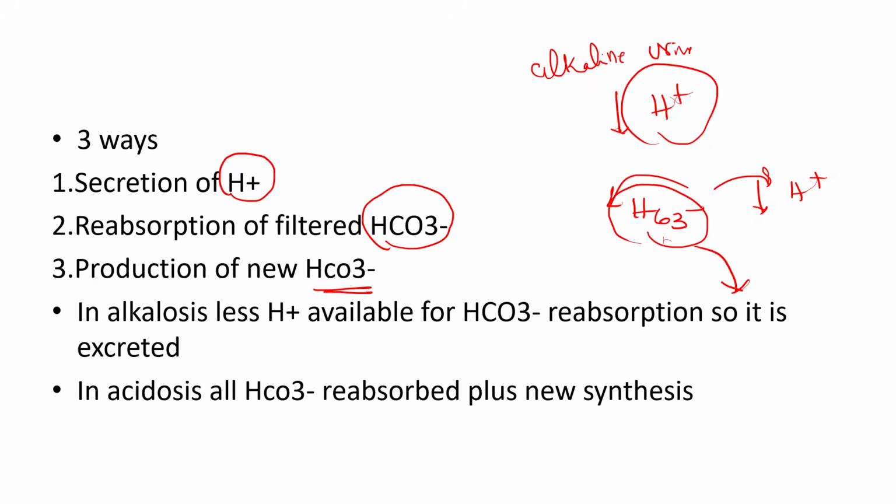In acidosis, let us think that there is increased H plus. So all the bicarbonate is reabsorbed and H plus is still available. So it also causes new bicarbonate synthesis. This is how the kidney handles it. We'll go into the details in the next slides.